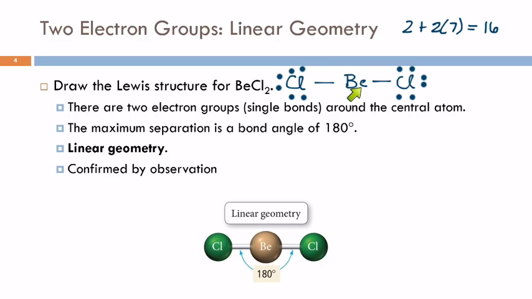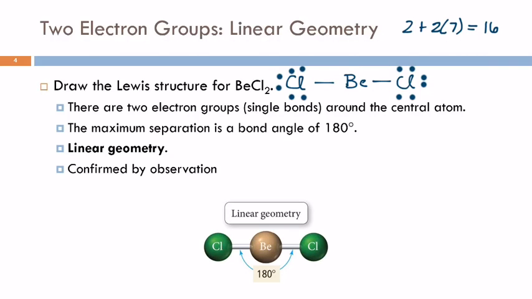So we look at the central atom, and we ask ourselves, how many electron groups are on the central atom? 2. There's a single bond here and a single bond there. Those are the 2 groups. The lone pairs on the chlorine don't matter. We're not going to even look at those. They can do whatever they want. They're not going to affect the shape of the molecule.